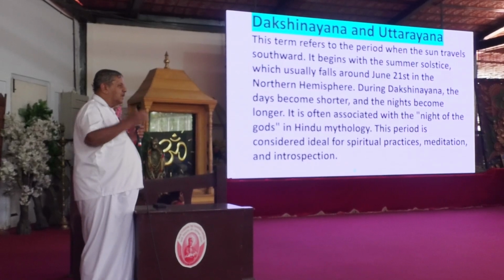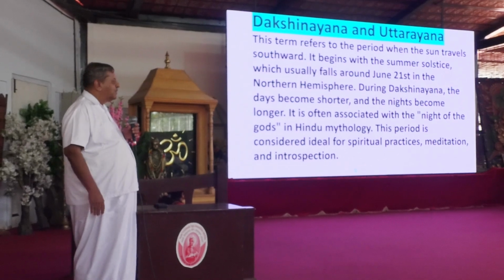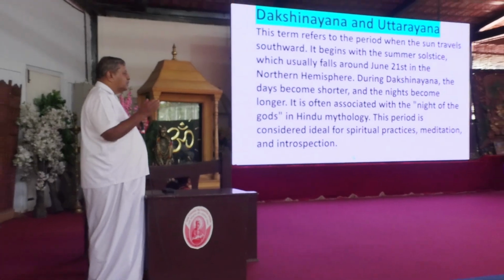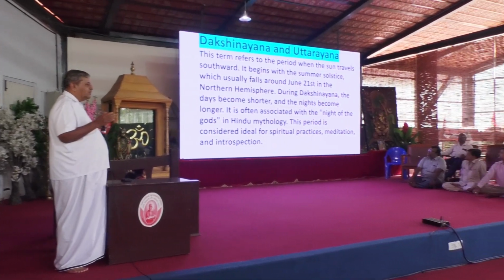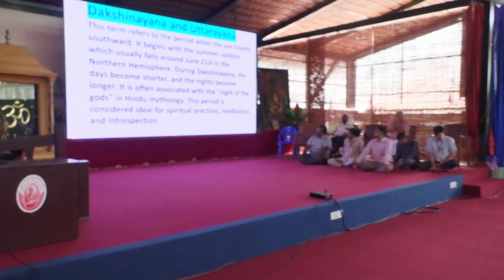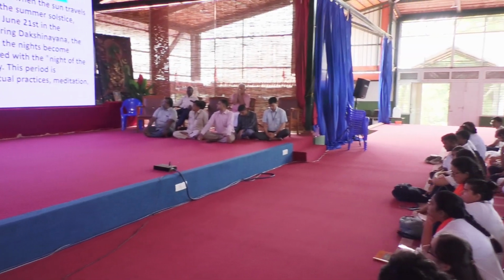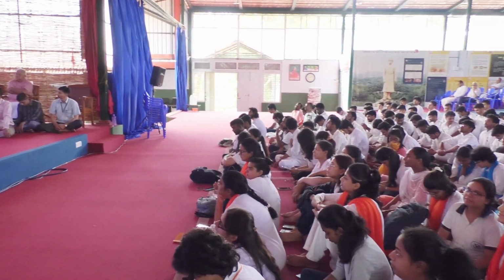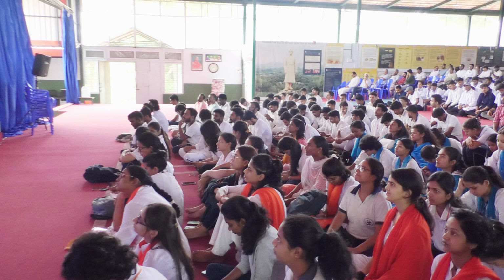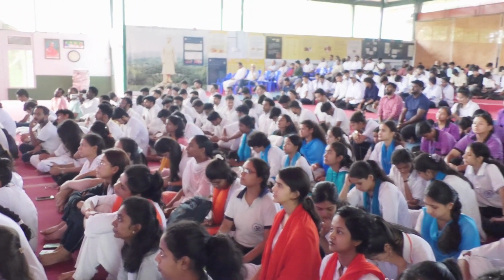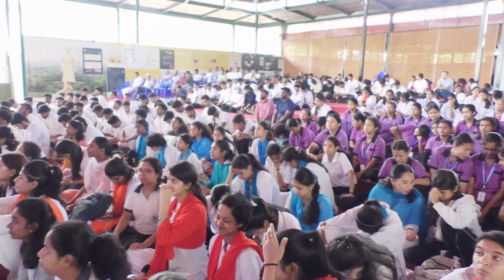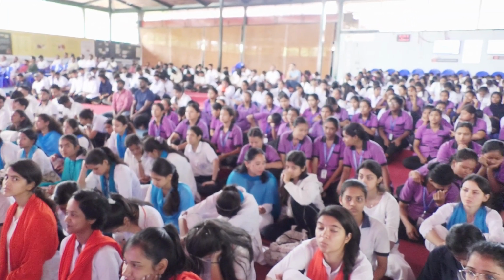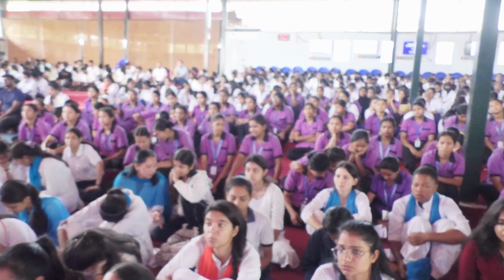Then, after the year, we have Dakshinayana and Uttarayana. The term refers to the period when the sun travels southwards, Dakshinayana. It begins with the summer solstice, which usually falls around June 21st in the northern hemisphere. During Dakshinayana, the days become shorter and the nights become longer. It's often associated with the night of the gods. This period is considered ideal for spiritual practices, meditation and introspection.